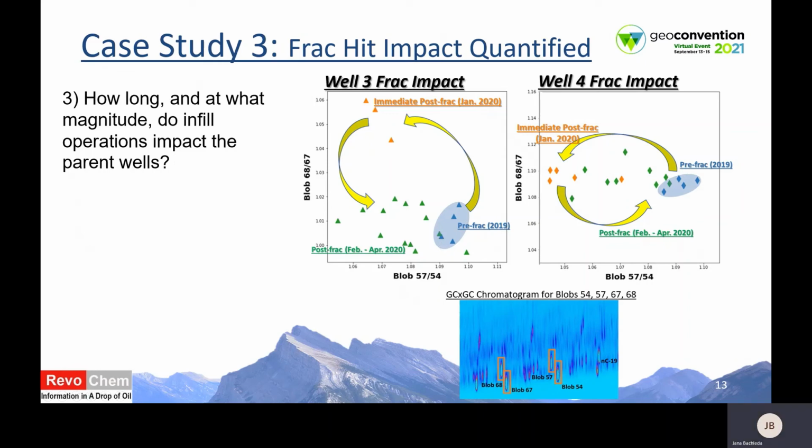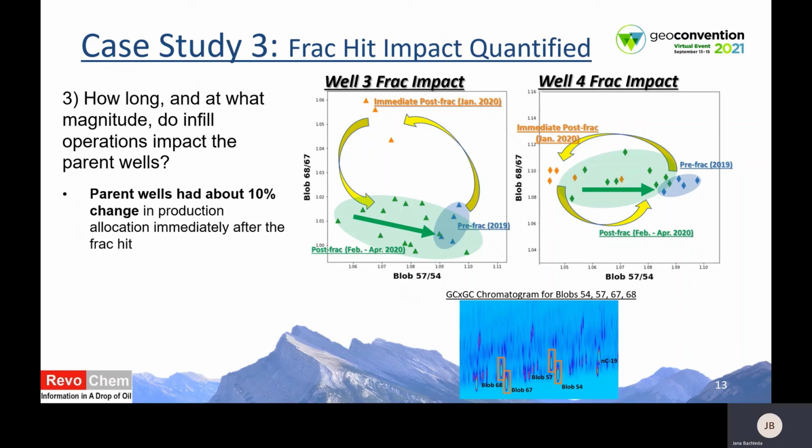Just after the fracs, we collected oil in January of 2020, and we can see that the geochemical signature of these oils is significantly different than the pre-frac oils. We continued to collect oil samples from February to April of 2020, and from February to April, the oils became more and more similar to the pre-frac oils. So through this study, we learned that the parent wells had about 10% change in the production allocation immediately after the frac hit. And in about 4 months, the production allocation returned to pre-frac drainage.